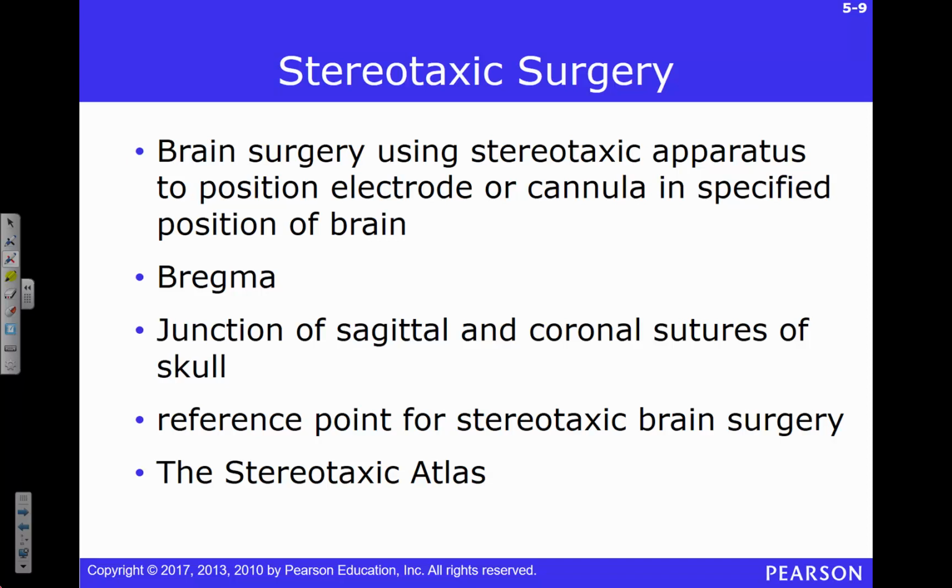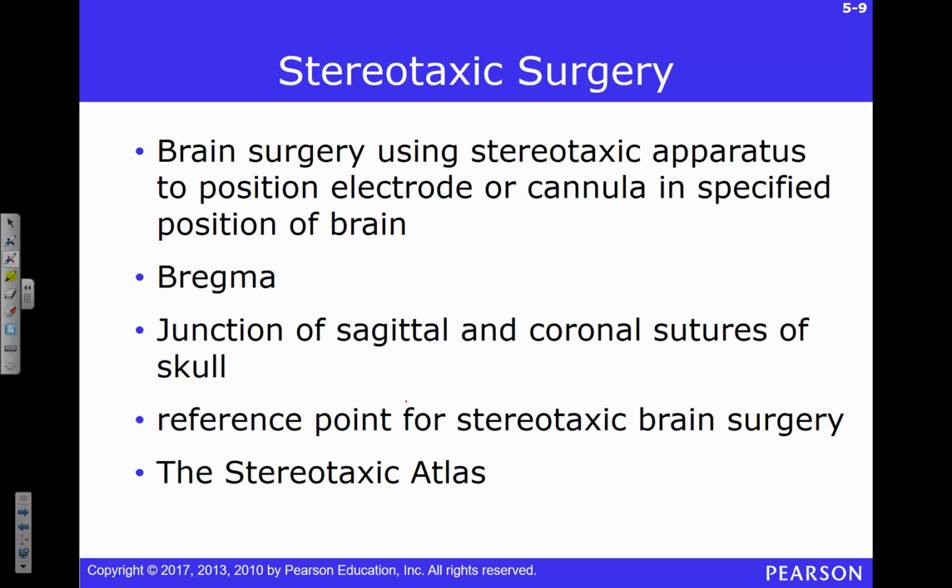So we do this thing called stereotaxic surgery. We use a stereotaxic device. It gives us a nice 3D coordinate system so we can locate parts of your brain. That's how we know where things are. If it's an animal study, it's going to hold the animal's head still. Not too big of a deal.